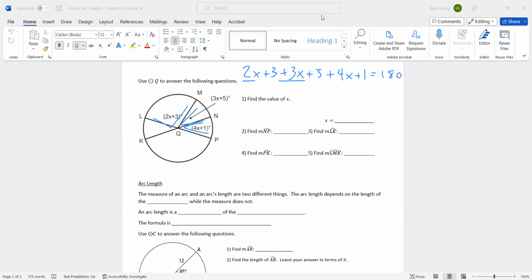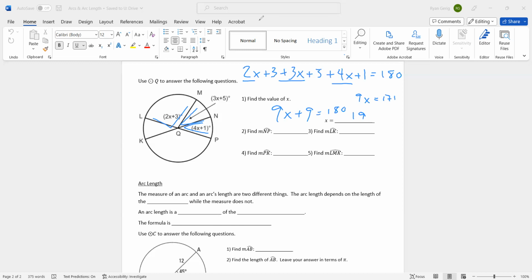So combine like terms here. I'll go quickly. You got 9x. 3 plus 5 plus 1 is 9, equals 180. Subtract 9, I get 9x equals 171. And I get x equals 19.